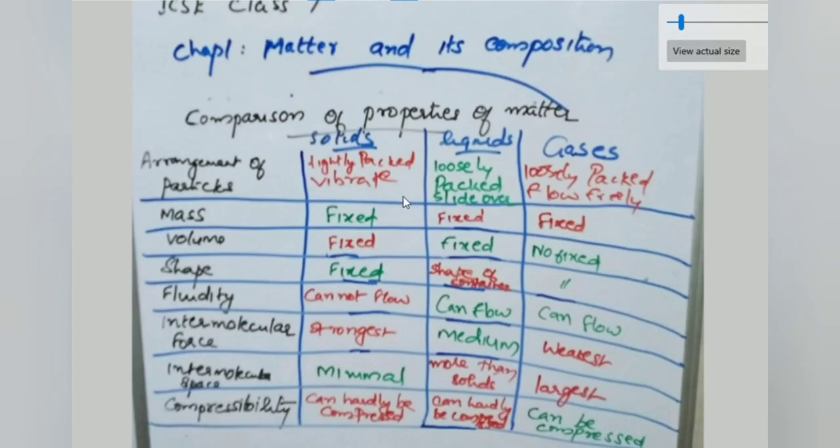Intermolecular force is found to be strongest in solids, medium for liquids, and weakest for gases. Then intermolecular space is minimal for solids, more for liquids, because liquids have weaker intermolecular force than solids, and for gases it is the largest. Talking about compressibility, solids can hardly be compressed as they are tightly packed, so they cannot be freely compressed. Liquids are in the same condition, but gases can be compressed.